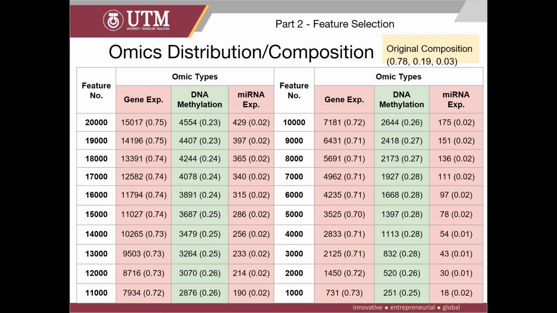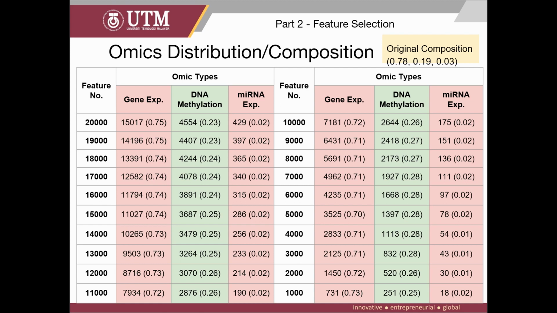Next, let's look at the omics distribution or composition after the feature selection process. On the top right corner of the screen, I have included the original composition of the multi-omics data before the feature selection process. According to the table, we can see that the composition for gene expression and mRNA expression decreases as the number of features also decreases.